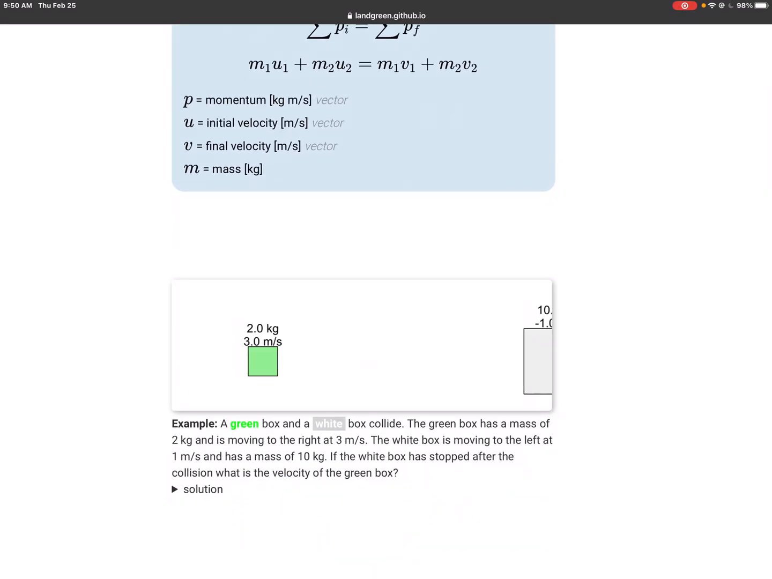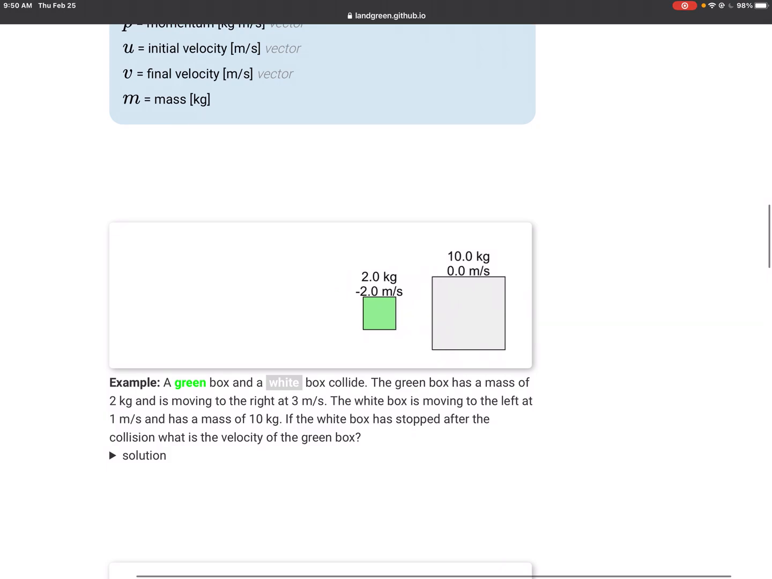So, another simulation here. If you notice, the green box has a mass of 2 kilograms. It's moving to the right. If something moves to the right, it has a positive velocity. If something moves to the left, it has a negative velocity, and that's very important when working these problems. If you don't show that, you'll get the problems wrong.